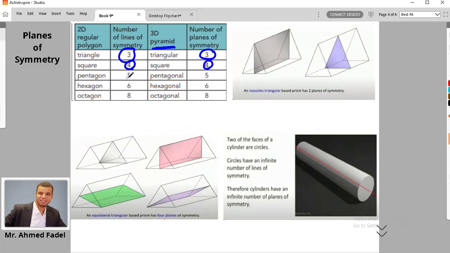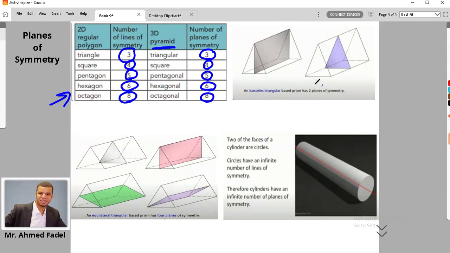Same thing with the regular pentagon, five. Then a pentagonal pyramid has five. Hexagon, a regular hexagon has six. So also a hexagonal base pyramid has six. Octagon has eight, not any octagon, a regular octagon, which means all the sides are equal. An octagonal base pyramid will have also eight planes of symmetry. Okay, that's the rule for pyramids.